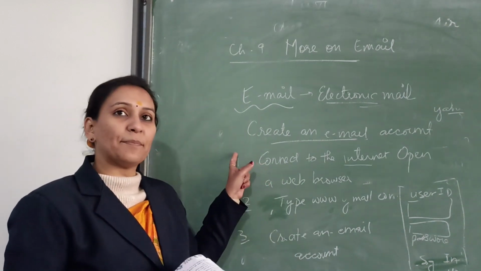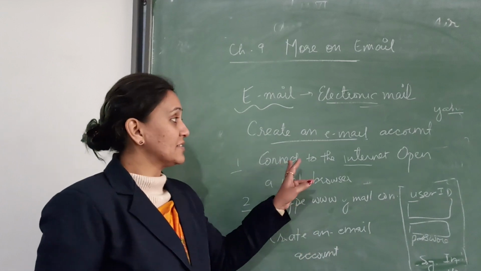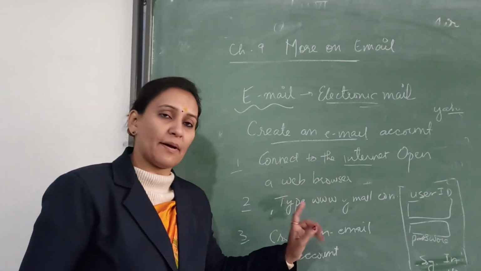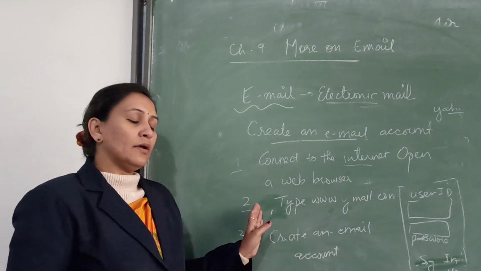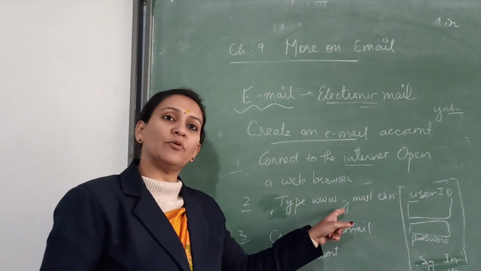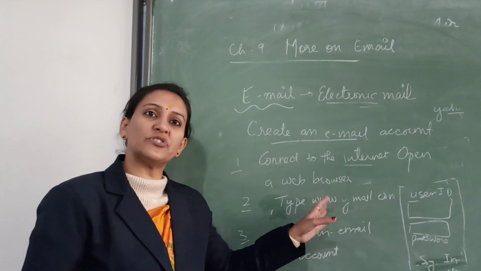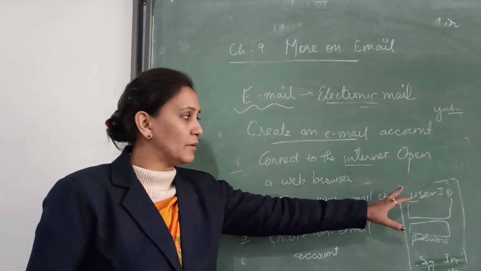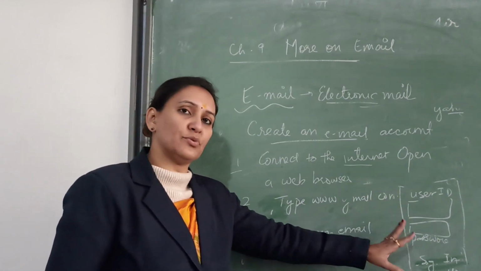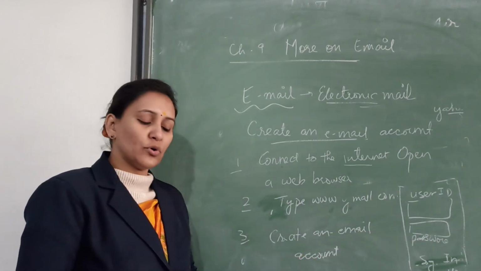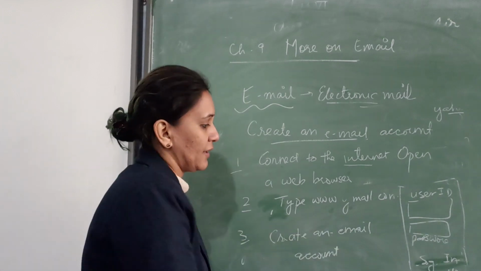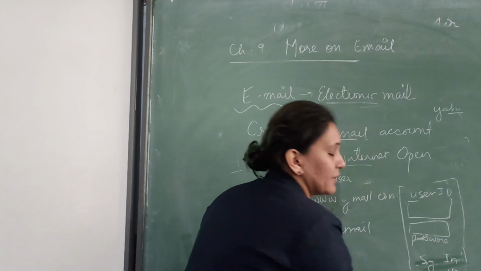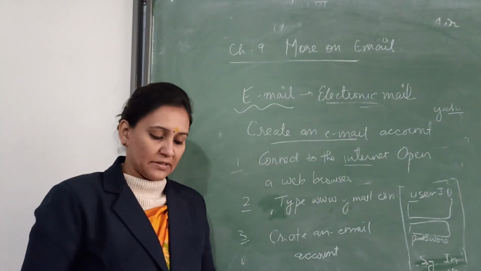Is that clear? So step number 1, please remember, is that you have to connect to the internet. Then you have to open any web browser, then you have to type either www.ymail.com or gmail.com on the address bar. And third, the moment you have thought of your user ID and password, you have to go to a button. At the bottom of this window you would see a create an email account button.